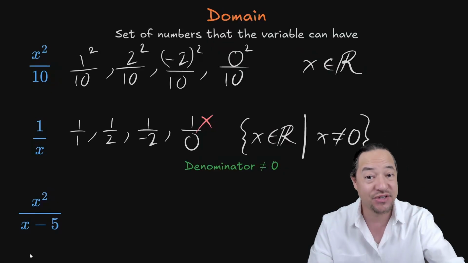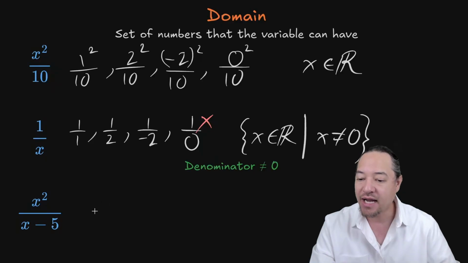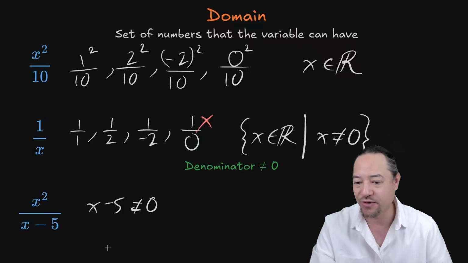That's when I get an undefined result. So I am trying to figure out when x minus 5 is not equal to 0. That's the danger zone, right? Well, if I add 5 to both sides, I'll get that x cannot equal 5.